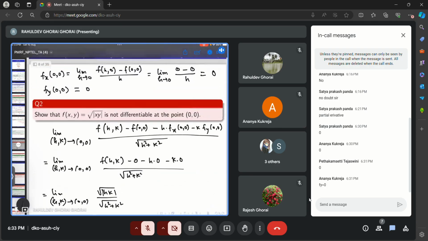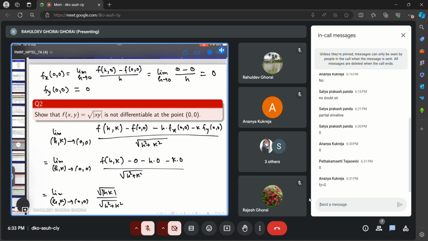Observe that all the partial derivatives exist. But the question is given that it is not differentiable. So if we can prove this is not differentiable, then we can show that it is not differentiable although the partial derivatives exist. All the partial derivatives at (0, 0) exist, which we have proved, and are equal to 0.